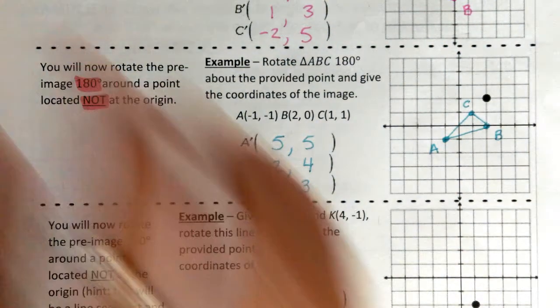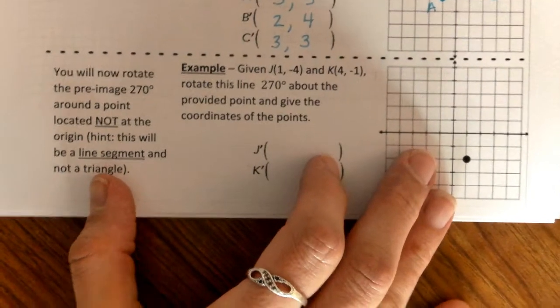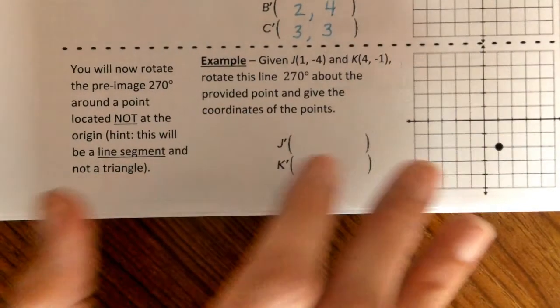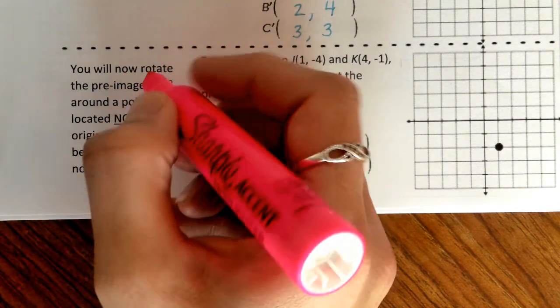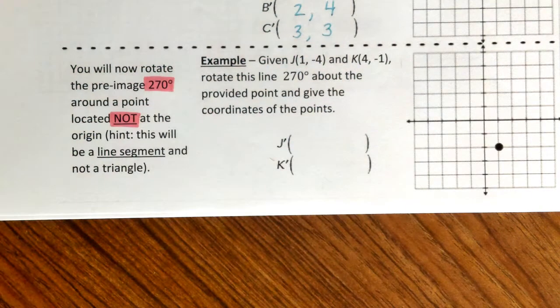Last one. We're almost done, guys. We're now going to go, oh geez, really? Who'd have thunk? 270 degrees. So we're going to do 270 degrees again, located not at the origin.